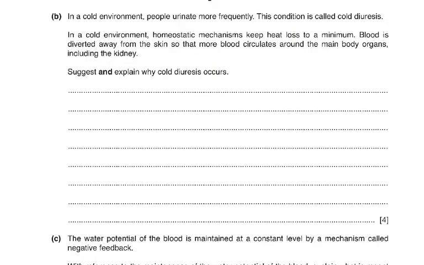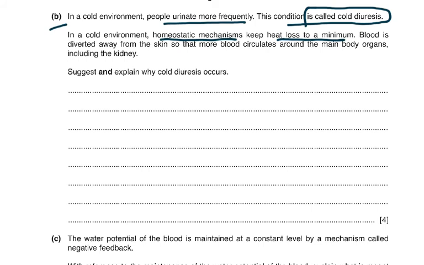B part of the question: in a cold environment, people urinate more frequently. This condition is called cold diuresis. In a cold environment, homeostatic mechanisms keep heat loss to a minimum. Blood is diverted away from the skin so that more blood circulates around the main body organs and linked to the kidney. Suggest and explain why cold diuresis occurs.